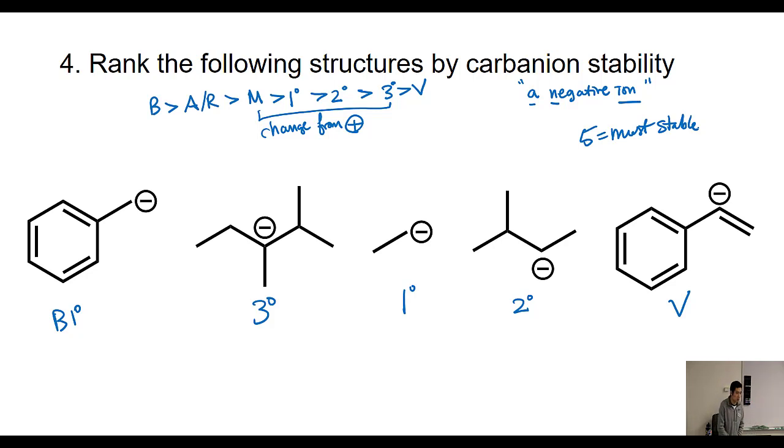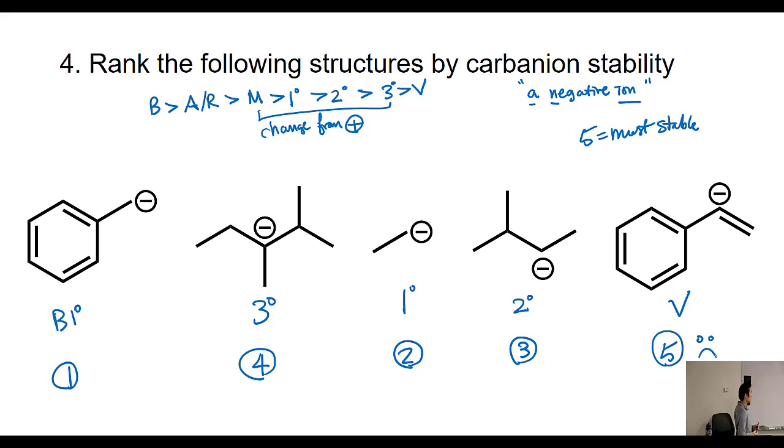Alright, so which one is the most stable? First one, right, for the bromine position. And what's the second most stable? Primary. Primary, perfect. Third most stable? Secondary. Secondary. Fourth most stable? Tertiary. Tertiary. And least stable of all, vinylic. Sad face.